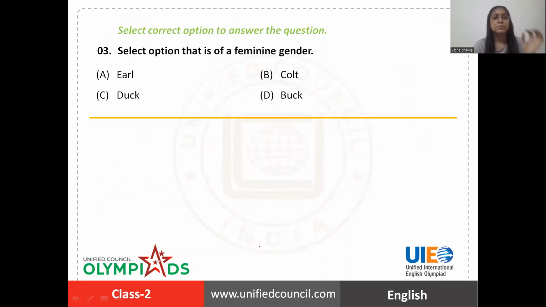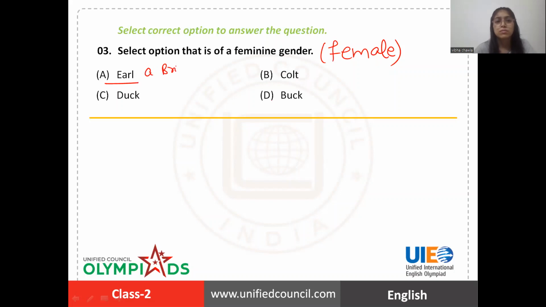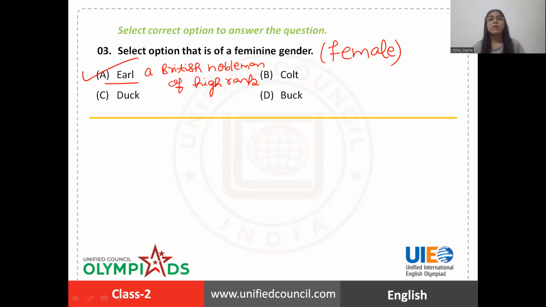Now let's have a look at the next question, question number 3. Select the option that is of a feminine gender. Feminine, which shows female. Earl. Earl means a British nobleman of high rank. So definitely, if I talk about Earl, it's a British nobleman, not a woman. So definitely it's not the right one. It's incorrect because it is a masculine gender.